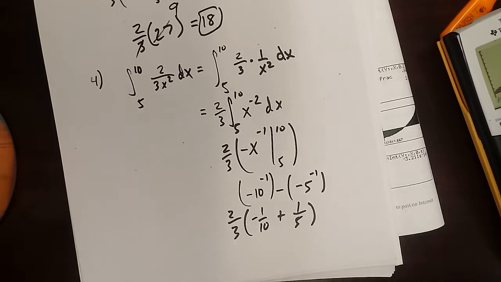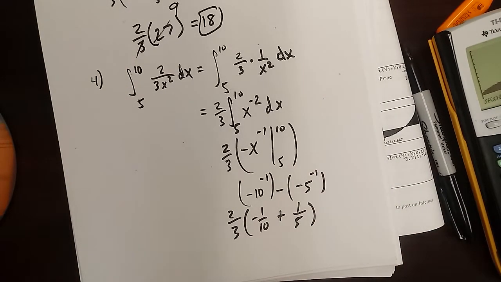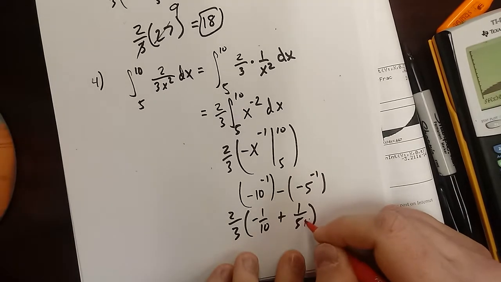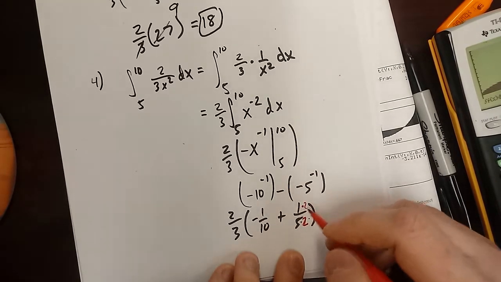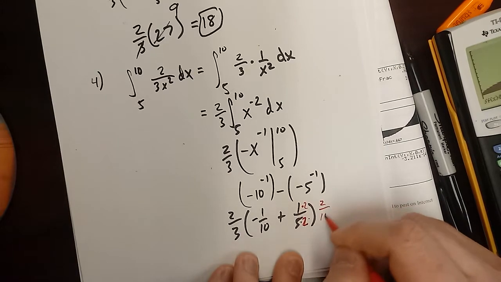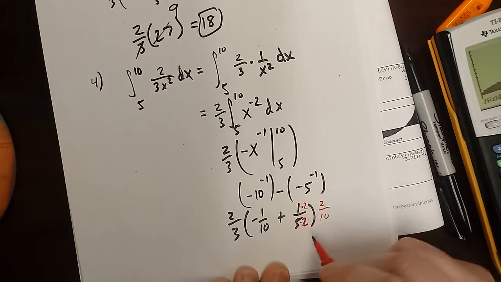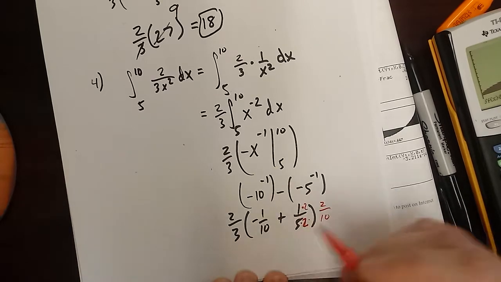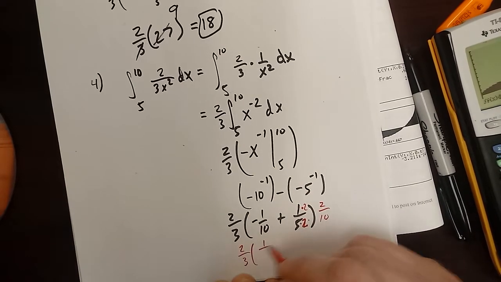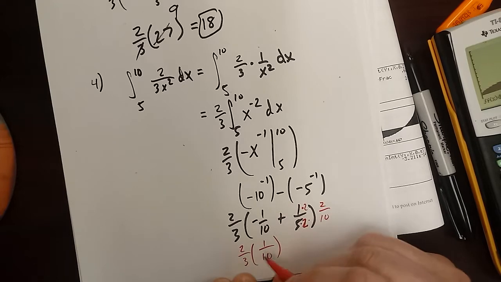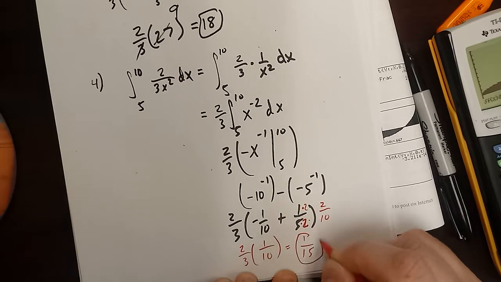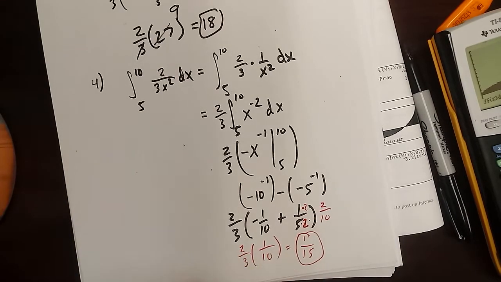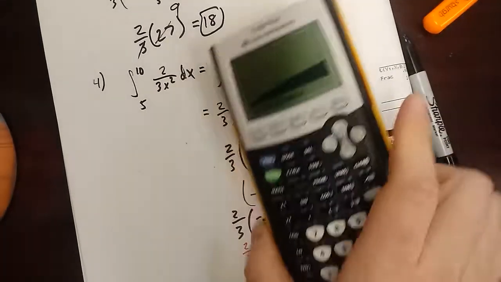So I need to get these to have the same denominator. So I can make them both 10s. So if I multiply this by 2 over 2, I'll get 2/10. So negative 1/10 plus 2/10 gives me 1/10. So I have 2 over 3 times 1 over 10. So I get 2 over 30 or 1 over 15. So how is that from 5 to 10, that only adds up to a 15th?